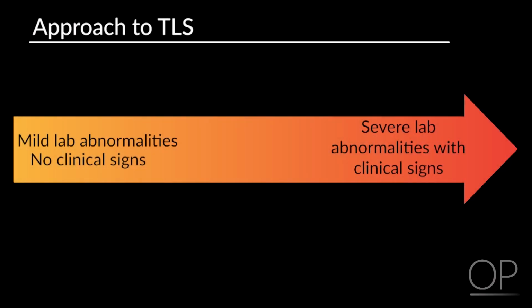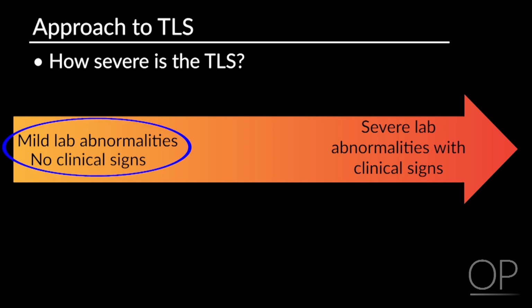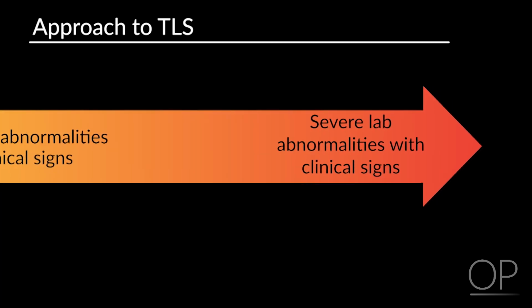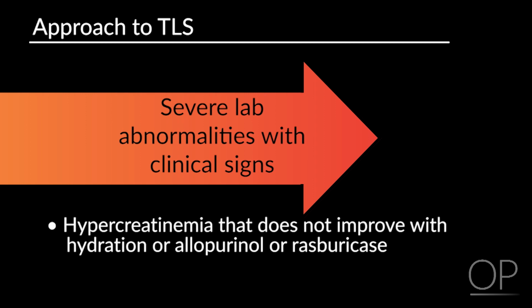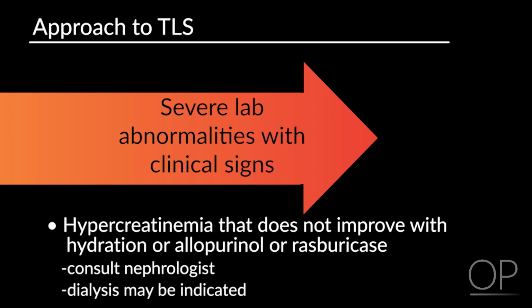Even with prevention, there are some patients that continue to have signs of tumor lysis syndrome. What does one do? The first question we need to ask ourselves is, how severe is this tumor lysis syndrome? If it's something where the lab values are changing mildly and the patient's not having any clinical signs of tumor lysis syndrome, we can usually manage that within our own group. But as we start to look at the creatinine levels, if those are starting to rise significantly and it's not improving even with hydration, initiation of our allopurinol or rasburicase, then we need to involve our nephrologist. And the reason for this is there might be an urgent need for dialysis.